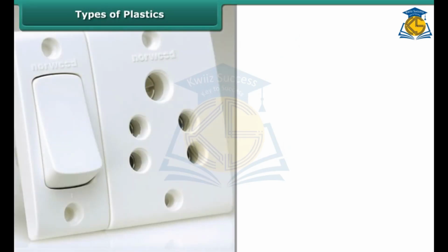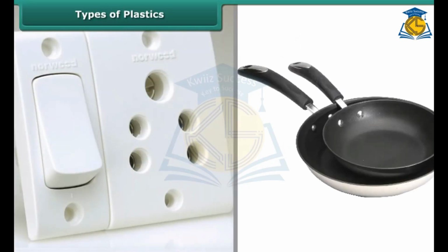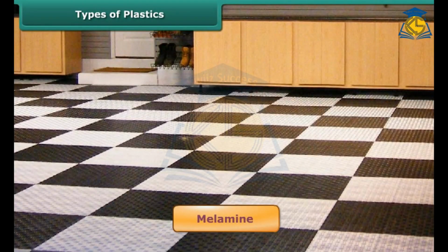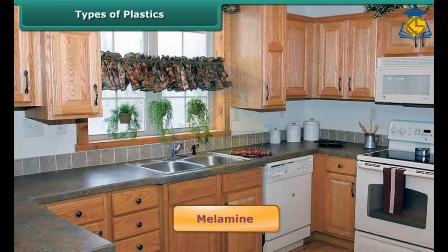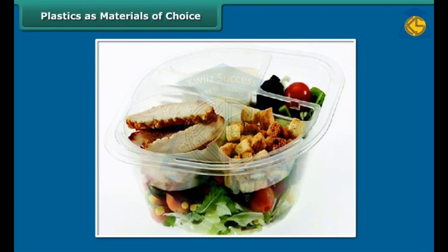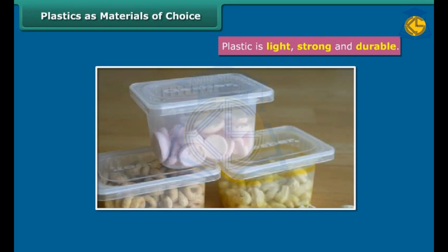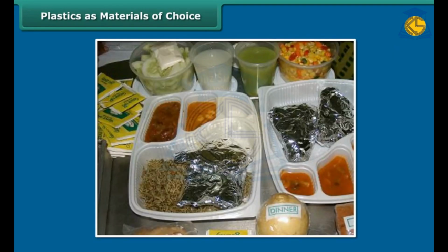The familiar electrical switches, handles of utensils are made of bakelite as it is a poor conductor of heat and electricity. Whereas melamine is used for making floor tiles and kitchenware and certain fabrics as it is fire resistant. Why are plastics so widely in use? The plastic containers are mostly used for the storage of food grains, pickles, salt and spices, since these are relatively non-reactive and impermeable to moisture.